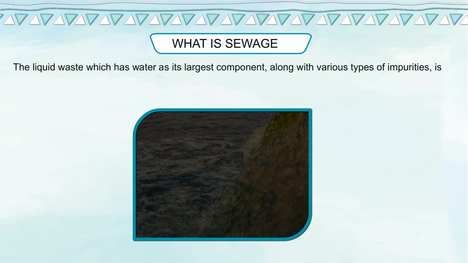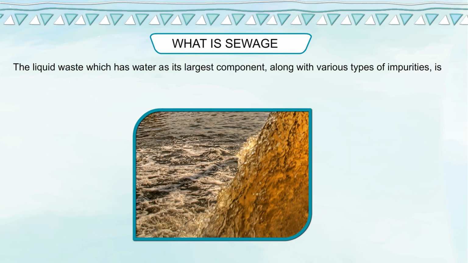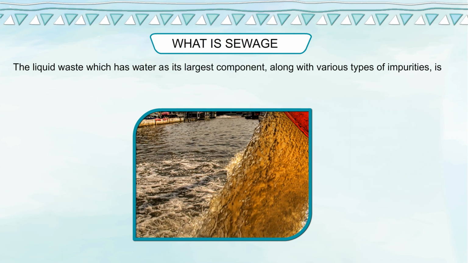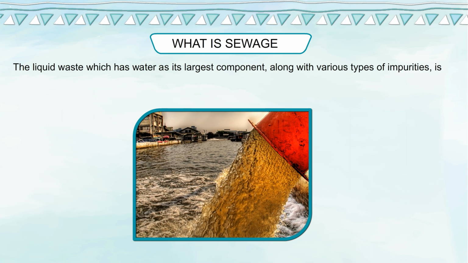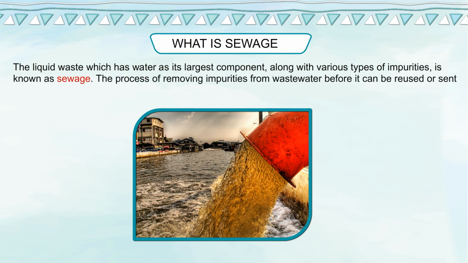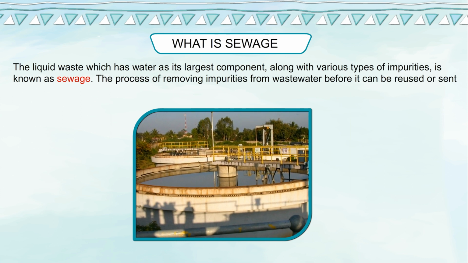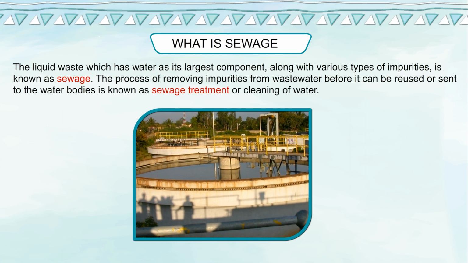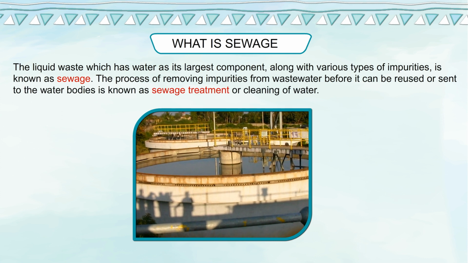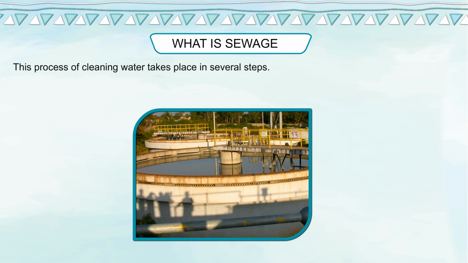What is sewage? The liquid waste which has water as its largest component, along with various types of impurities, is known as sewage. The process of removing impurities from wastewater before it can be reused or sent to the water bodies is known as sewage treatment or cleaning of water. This process of cleaning water takes place in several steps.